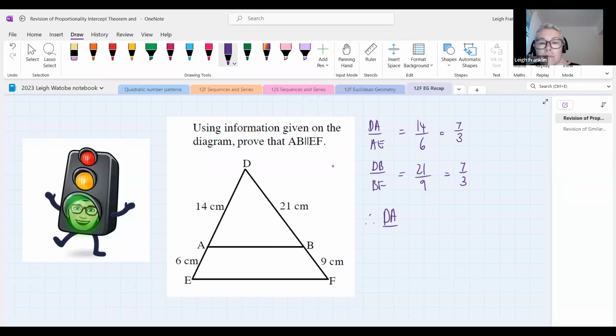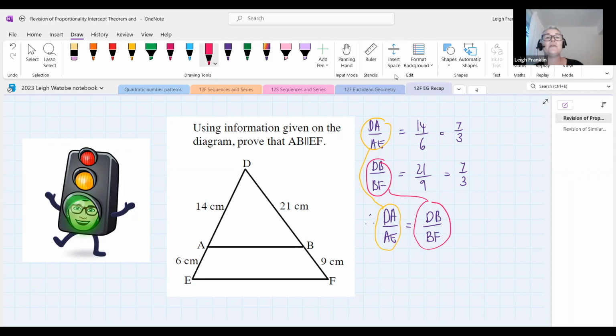DA over AE is equal to DB over BF. It's exactly what you've got over here. You're taking this from here and writing it over exactly there. And then you're taking this one from here and writing it over there. So it was perfect. Absolutely perfect. And then your reason.